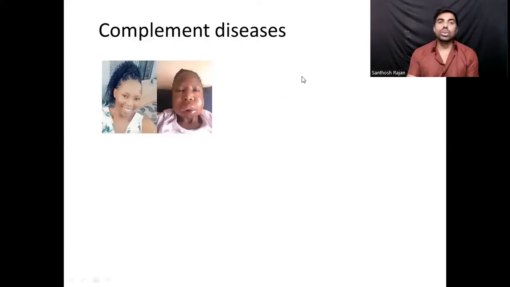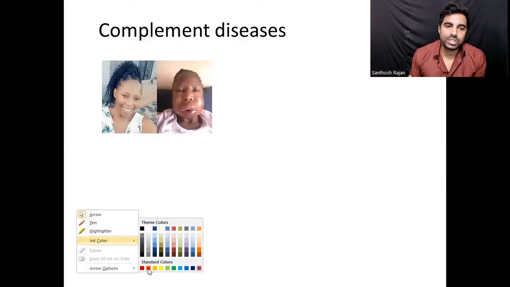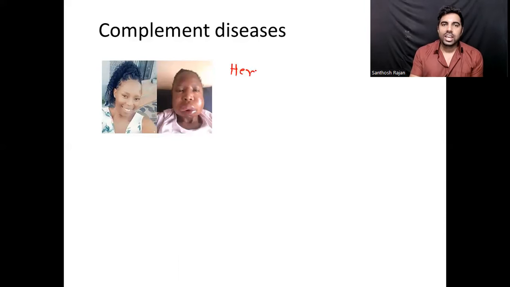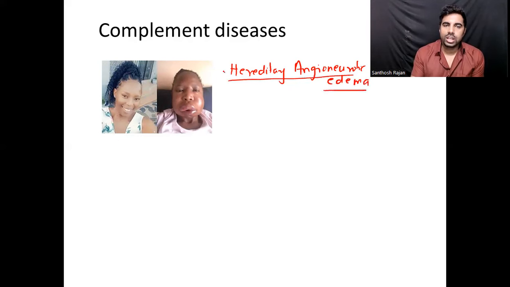Yes. So complement disease is very important. At least one disease, you might get this picture. What is this disease you're seeing? Hereditary angioneurotic edema. Okay, this question was asked. So please remember, hereditary angioneurotic edema is one question they can ask.